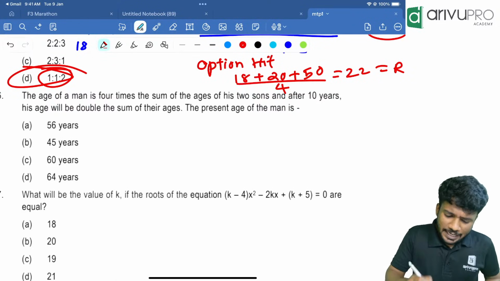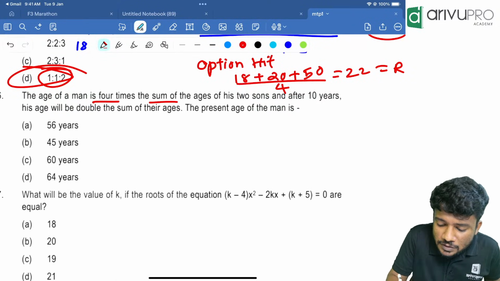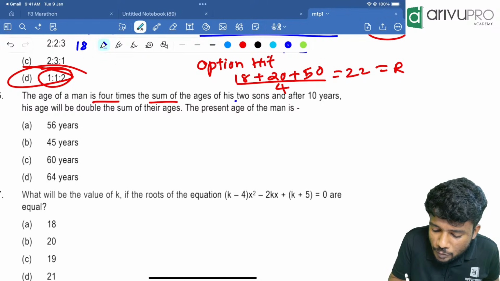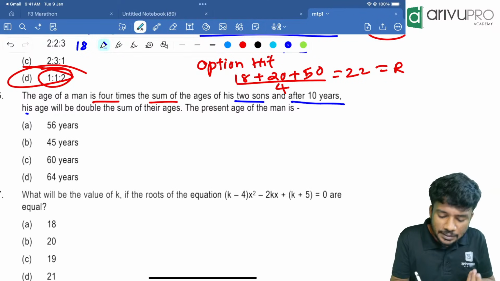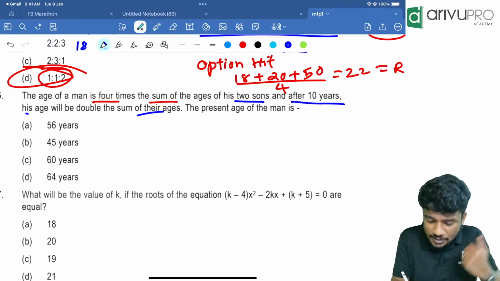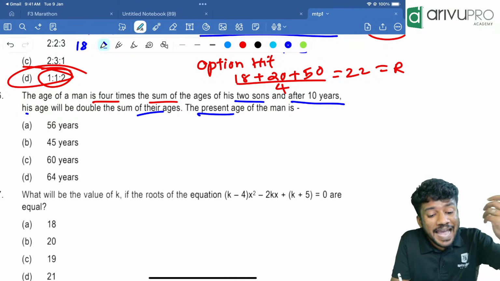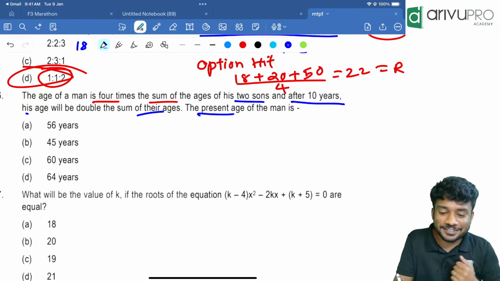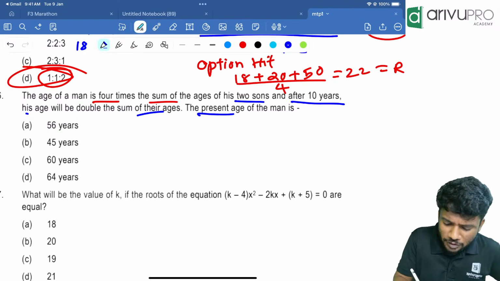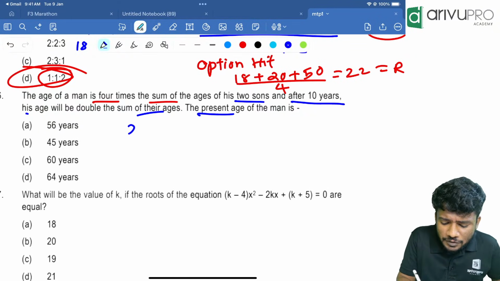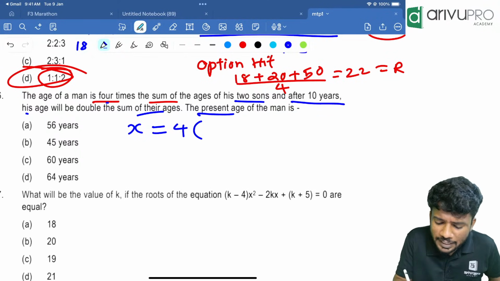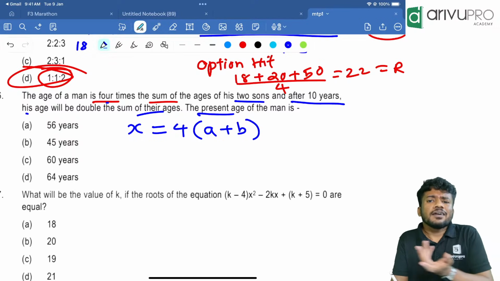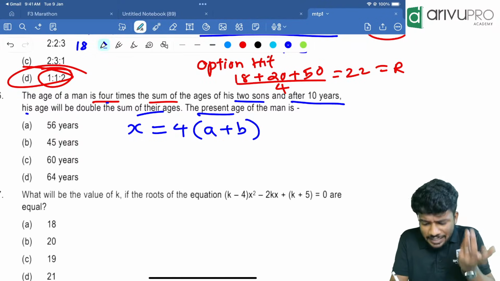Another easy question. Age of a man is 4 times the sum of the ages of his 2 sons, and after 10 years his age will be double the sum of their ages. The present age of the man is how much is the question? Correct answer. Good. Yes. So from this, how can I write it down? I can write it as let the present age of the man be x, which is equal to 4 times the sum of the ages of 2 sons. That means I can write it as 4 into a plus b. That is always fine, right? Yes, I can do that.